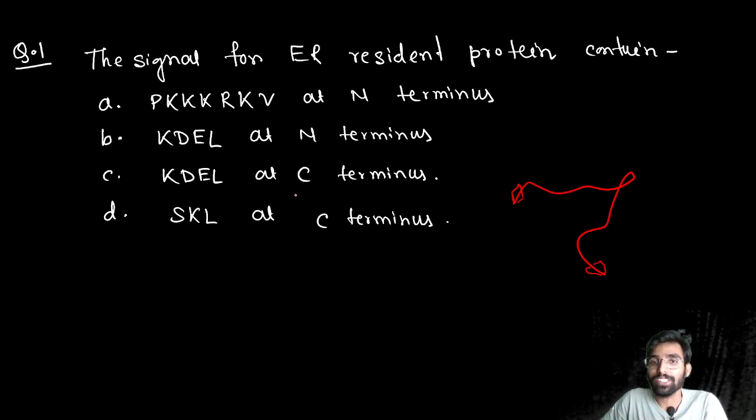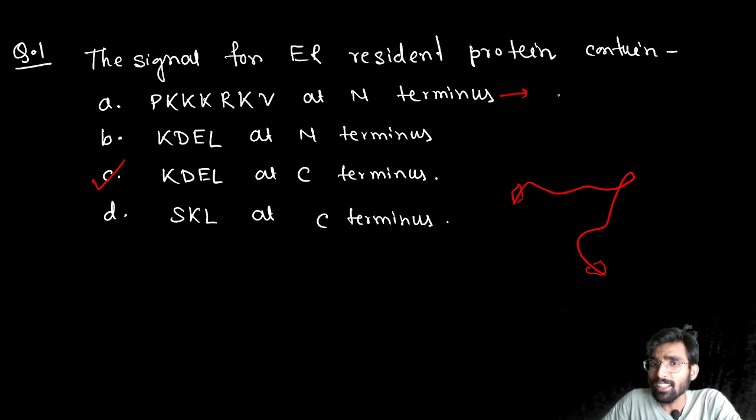Okay, the answer is KDEL at C terminus. The PK3RKV at N terminus, that's the general signal peptide for nucleus, and SKL at C terminus, that's for peroxisome.